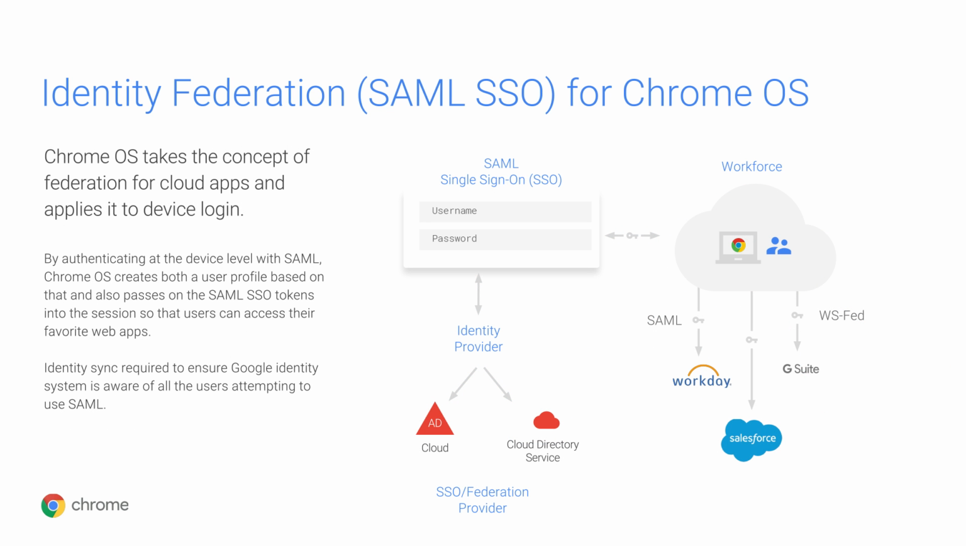Now, we took that concept and integrated it with the Chrome device. In that universe, the Chrome device itself is acting as a federated endpoint, and it asks the user to authenticate with their identity provider. Once the user has authenticated with the identity provider, the Chrome device uses that assertion to create a user profile, very much like the user profile that would be created if the user had used their Google credentials or their native Active Directory credentials. And this is a very nice way to be able to authenticate to the Chrome device using a federated identity endpoint.